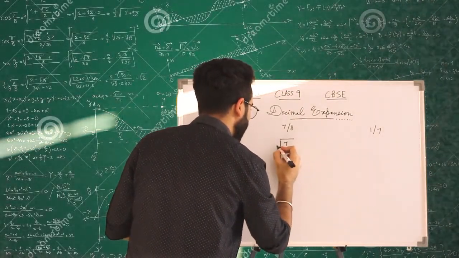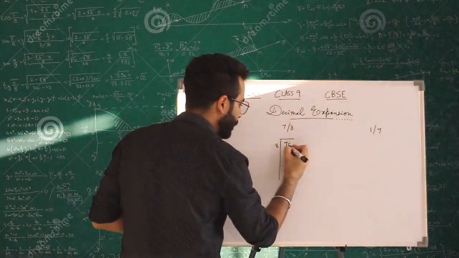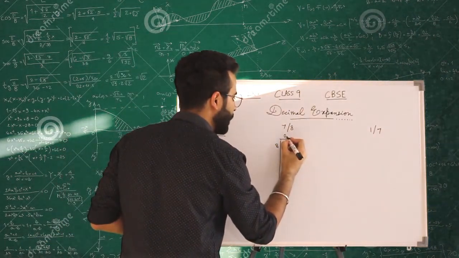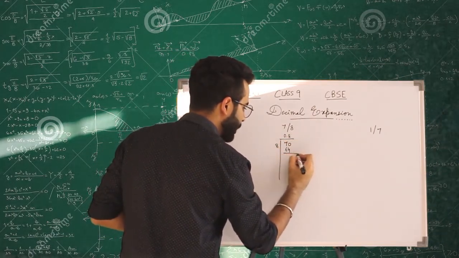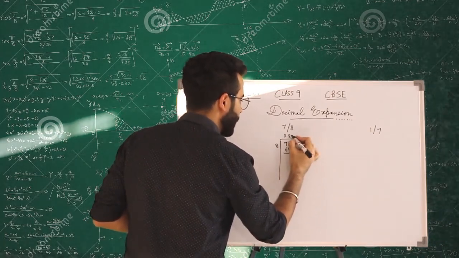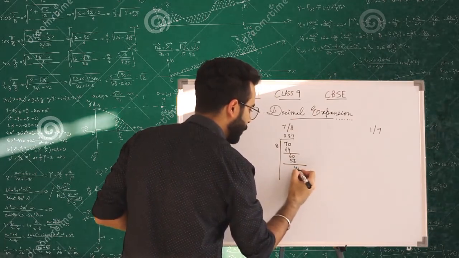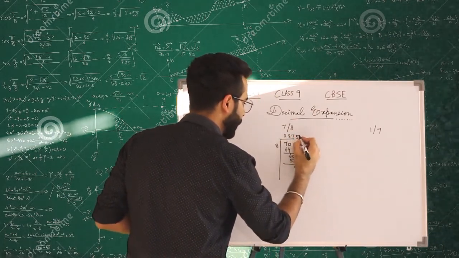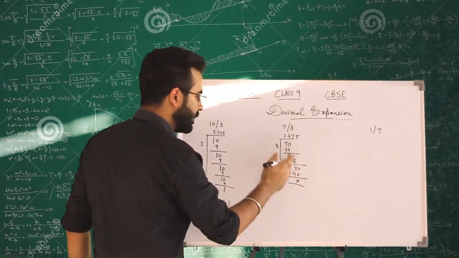So 7 and 8. Now 7 is smaller than 8, so I'll put a 0 and I'll get a decimal here. Now 8 8s are 64, 6 here. 6 is smaller than 8, so I'll go with 0. 7 8s are 56. Remainder is 4, I'll put a 0. Now 8 5s are 40. Now remainder becomes 0, which means this process is complete.